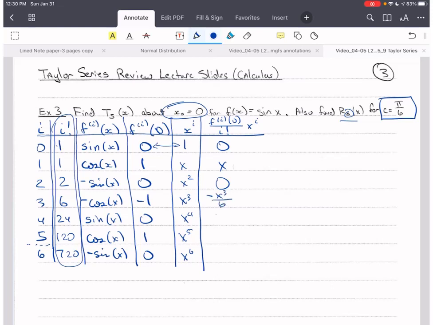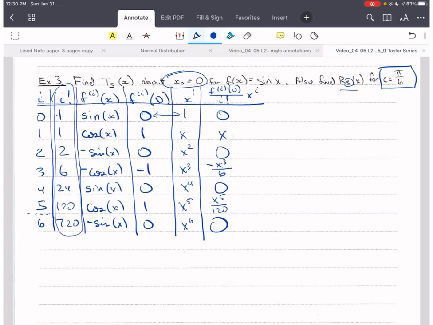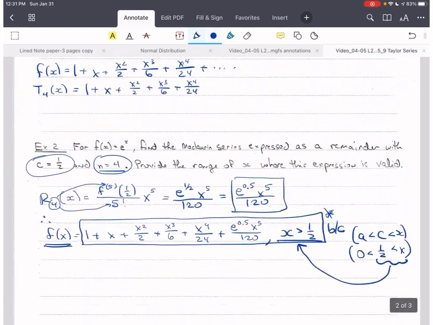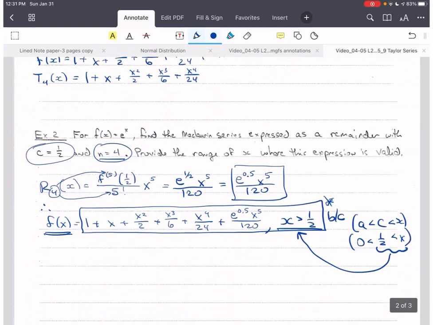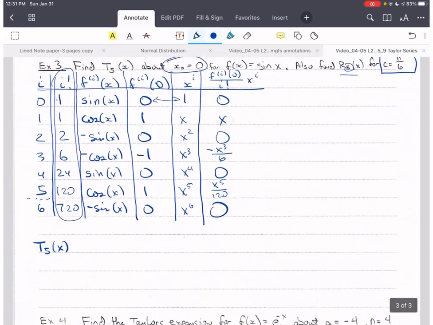Then I'm going to have 0. This one's going to be 0. I'm going to have x to the 5th divided by 120. Okay? So I can now easily write out T5 of x, the fifth Taylor's, let's see, how do we say, the nth degree, so the fourth degree Taylor polynomial. Okay, I want to use the right term. Fifth degree Taylor polynomial in this case.